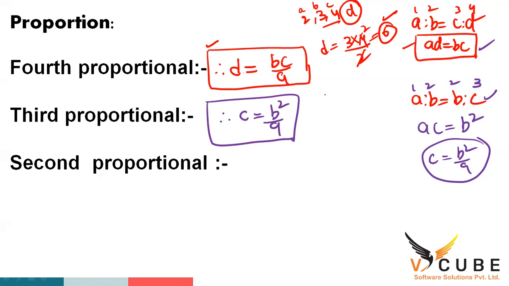Okay, for example, a question like this, guys: 2, 4. Find out the third proportion. Third proportion is what we don't know. Let it be X and proceed, or otherwise C and proceed, no issue. What is the formula? Third proportion formula: C is equal to B square by A.